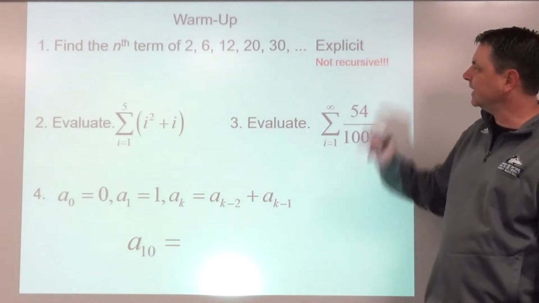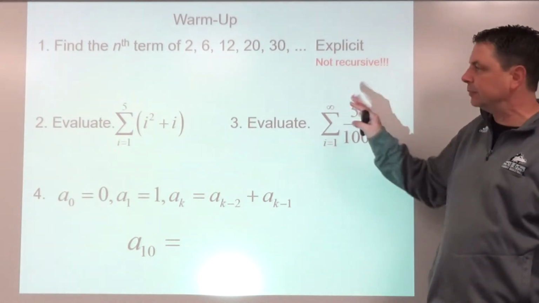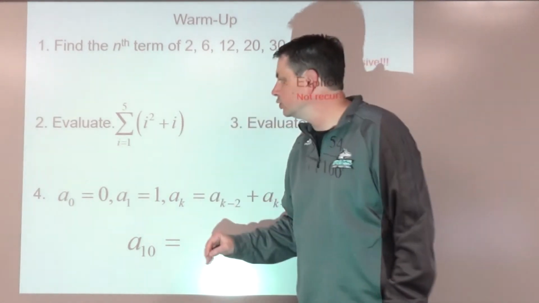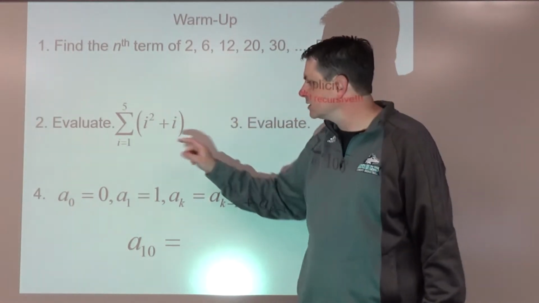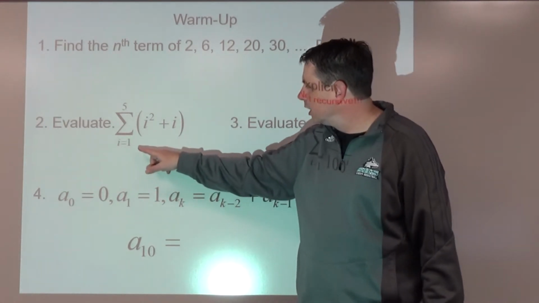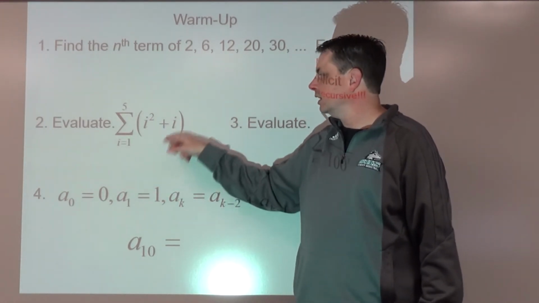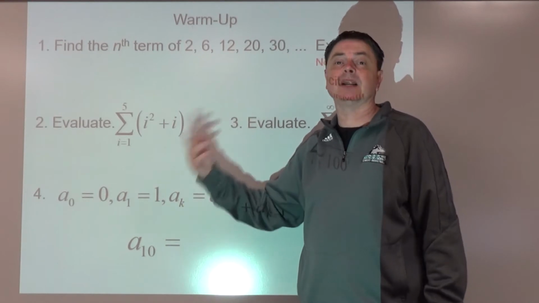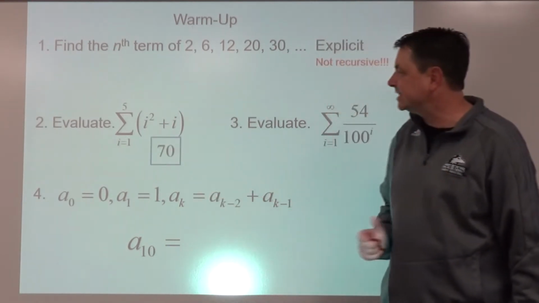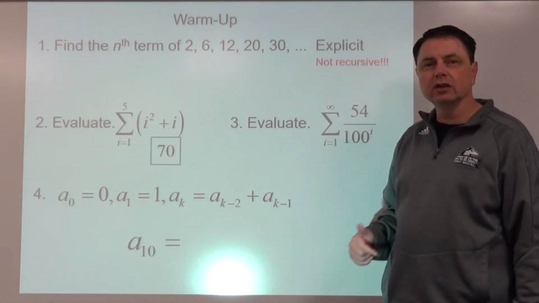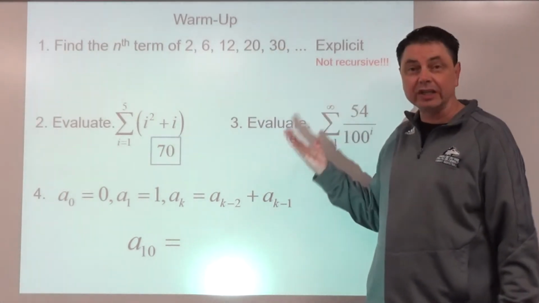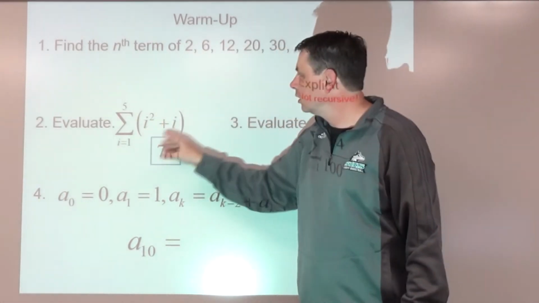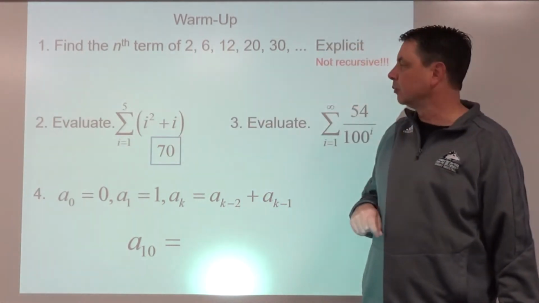All right, number 1, that's pretty tricky. Let's skip that one for a moment. Let's go to number 2, evaluate, where we're just going to kind of crank this out. Substitute in a 1, and then a 2, and then a 3, and then a 4, and a 5. See what we get, add them together. We get 70, but also as we look at that, we get 2 plus 6 plus 12 plus 20 plus 30. So that'll help us with number 1.